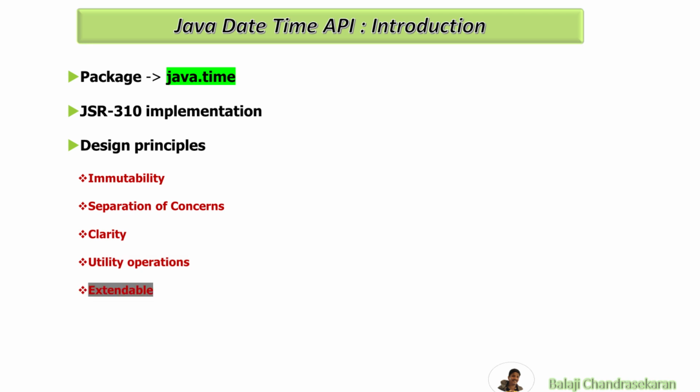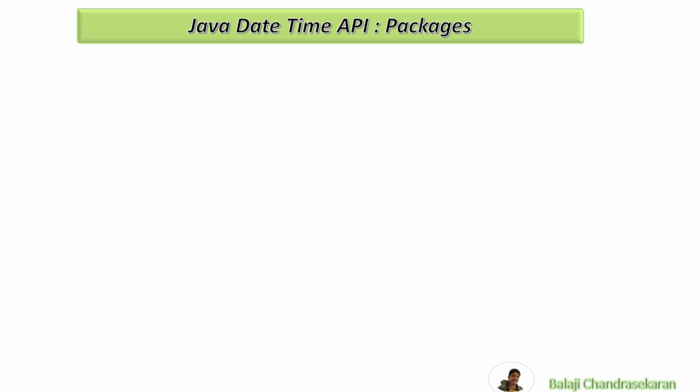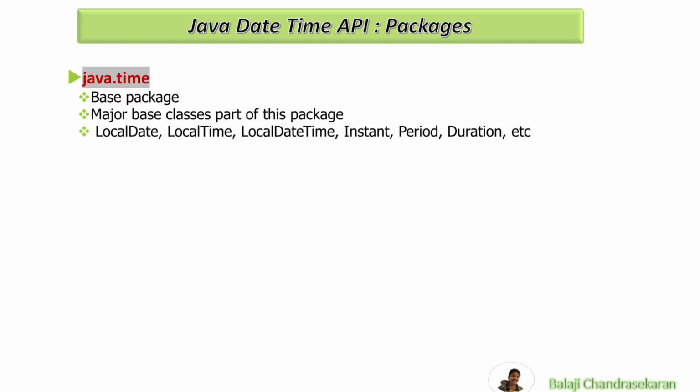Extendable. The new DateTime API works on the ISO 8601 calendar system, but we can use it with other non-ISO calendars as well. The Java 8 DateTime API consists of the following packages. java.time. This is the base package of the new Java DateTime API. All the major base classes are part of this package, such as LocalDate, LocalTime, LocalDateTime, Instant, Period, Duration, etc. All of these classes are immutable and thread safe. Most of the time, these classes will be sufficient for handling common requirements.